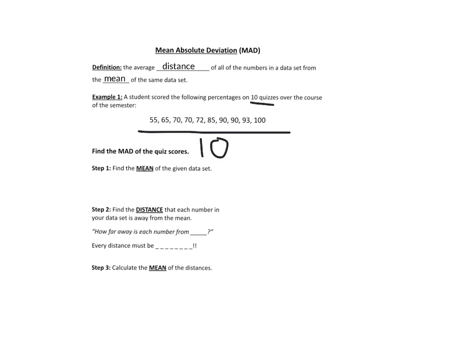So go ahead and find the sum of those 10 numbers, and you can pause this video and then come back. So when you add those 10 numbers together, you get 790, and we're going to divide that by 10, and you get 79. So the mean of this data set is 79. So we're going to find the MAD. We're going to see on average how far each of these quiz scores is away from 79.